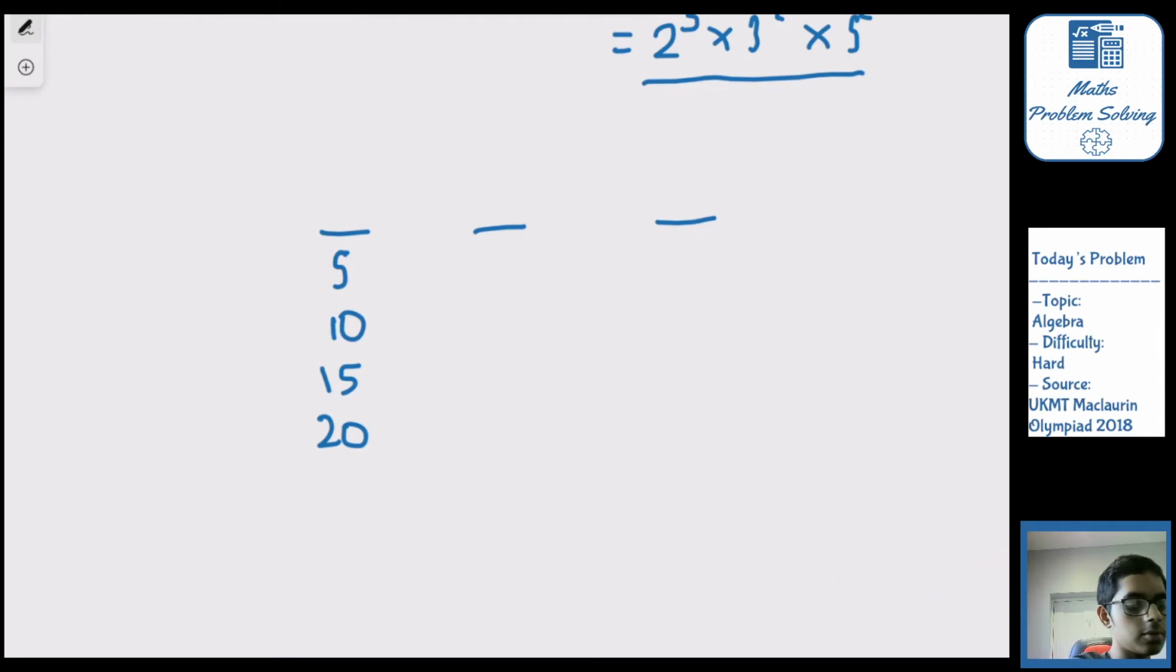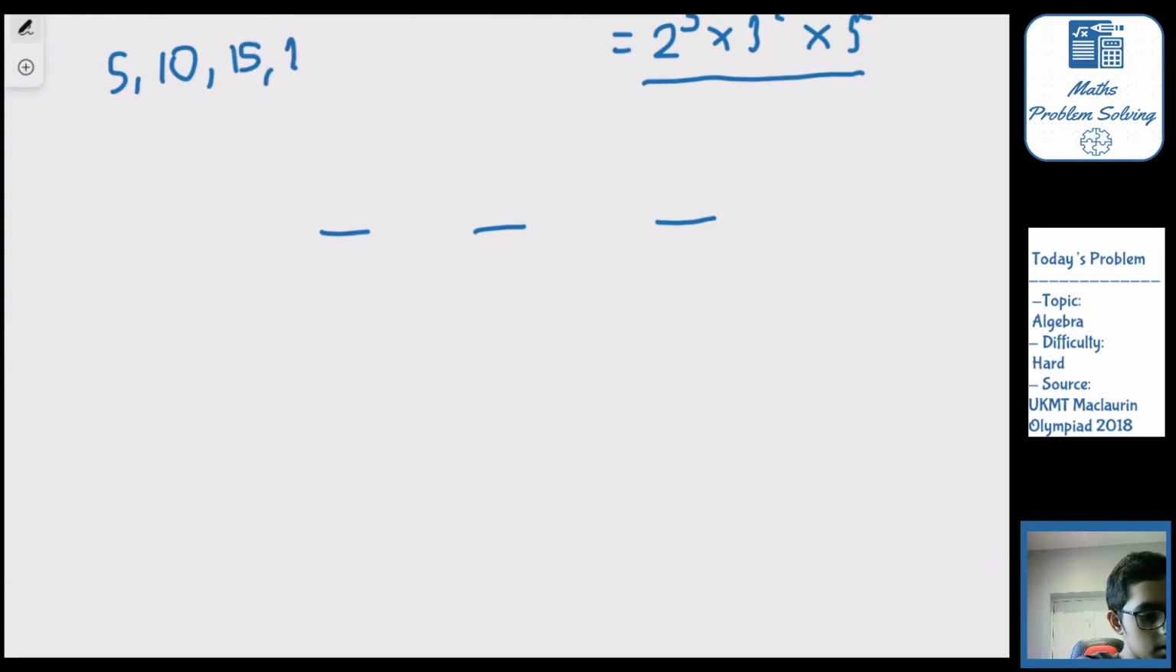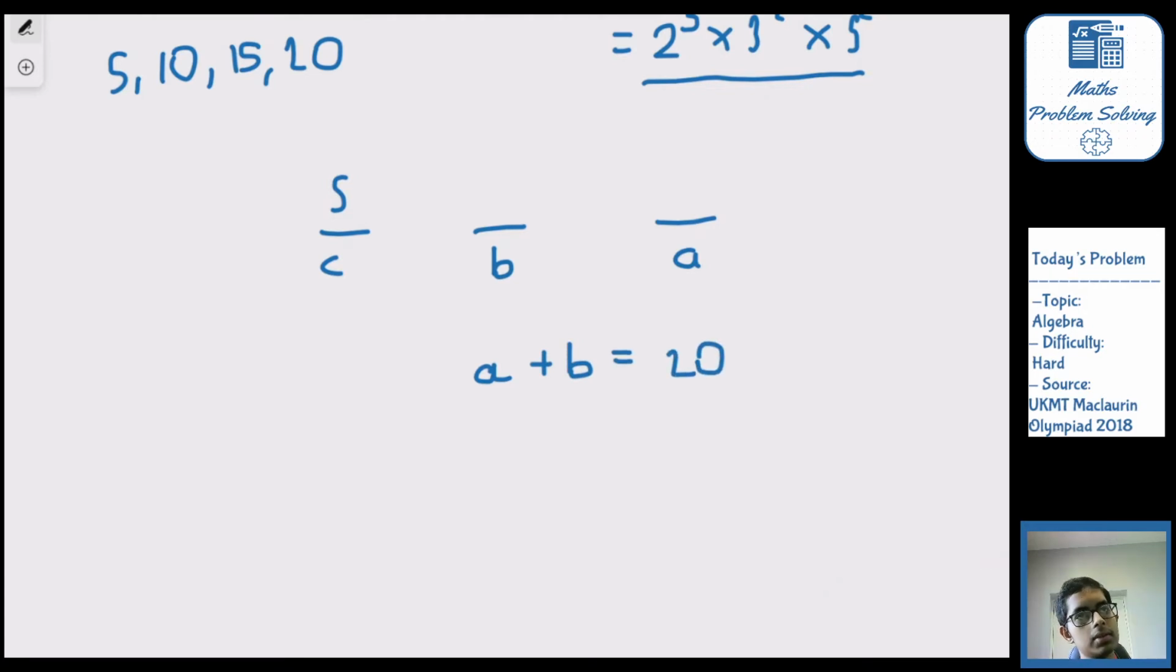So now we can work out the other two numbers from these values. So let's just write these above over here: 5, 10, 15, and 20. So let's take this number to be 5 first of all. Let this number equal c for example, and this b and this a. So now a plus b equals 20, because remember, c plus b plus a equals 25. Therefore a plus b has to equal 20.